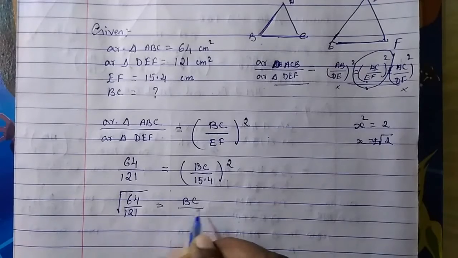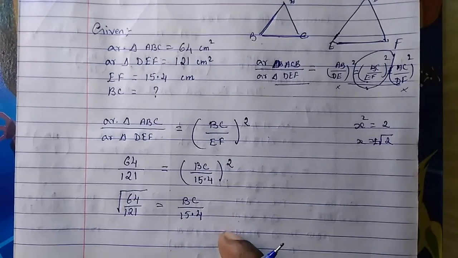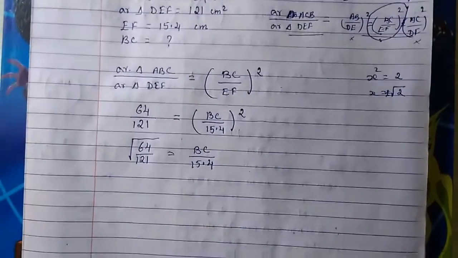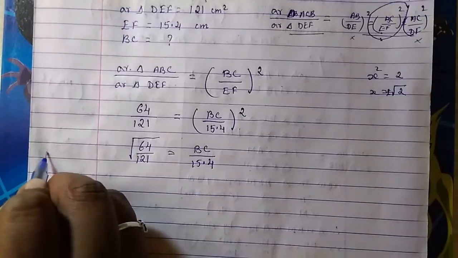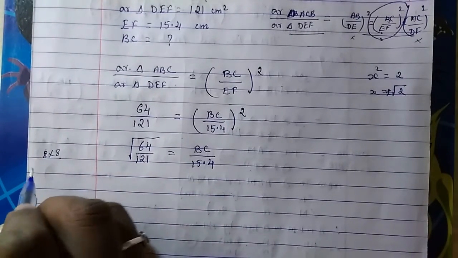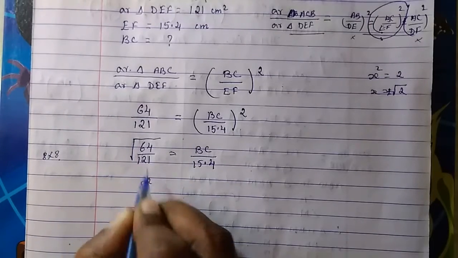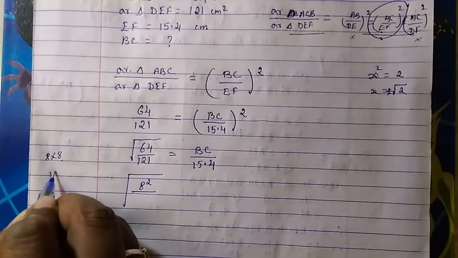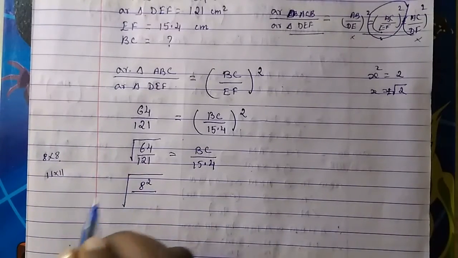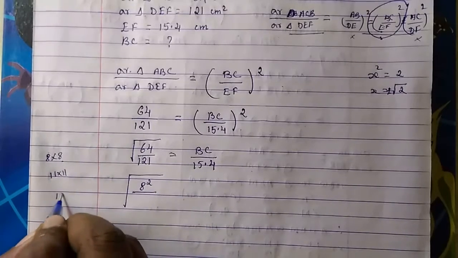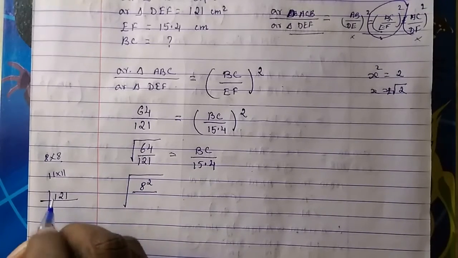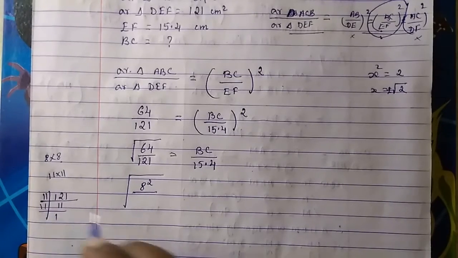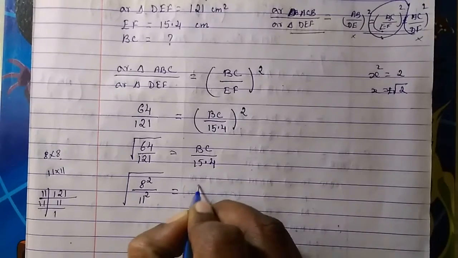Then this remains here, BC upon 15.4. Now do the factorization for 64. Otherwise also if you know 8 square is 64, 8 into 8 is how much? 64. So instead of 64, we'll write 8 square. In the same way, 11 into 11 will give us 121. If you don't know this, you can do the factorization, it will be factorized only by 11. So 11 square, BC.